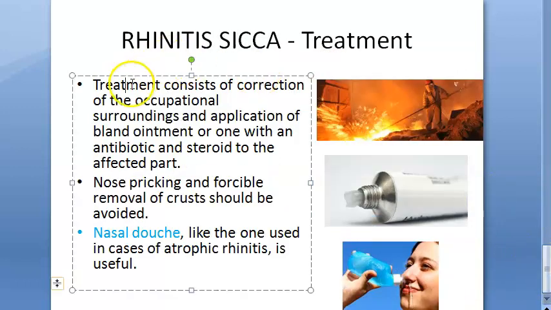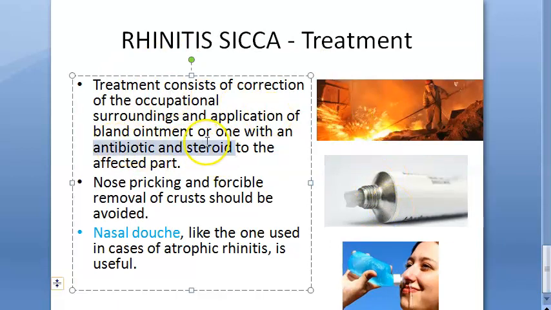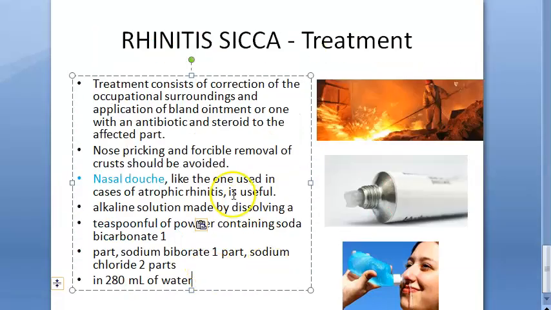Then coming to treatment: correction of the occupational surroundings, bland ointment which can contain antibiotic and steroid. Then avoid all pricking and forcible removal of crust. Nasal douche, like we told you, what you should give: 1 part sodium bicarbonate, 1 part sodium biborate and 2 parts of sodium chloride in 280 ml of water. They can give saline, or just add these details here so that you will be able to write in the exam.